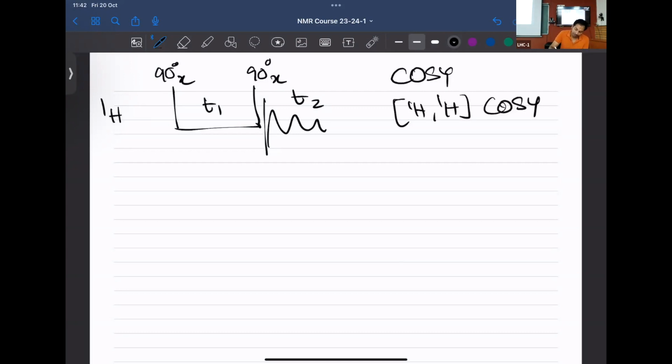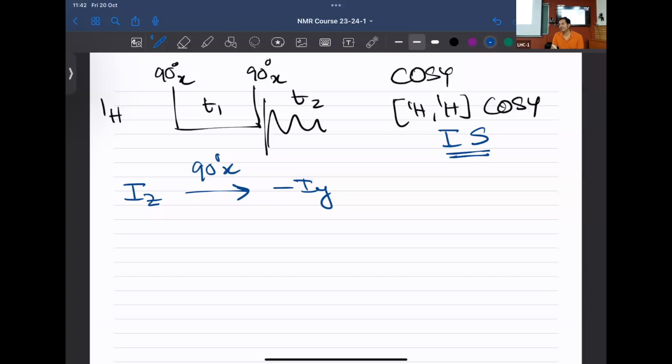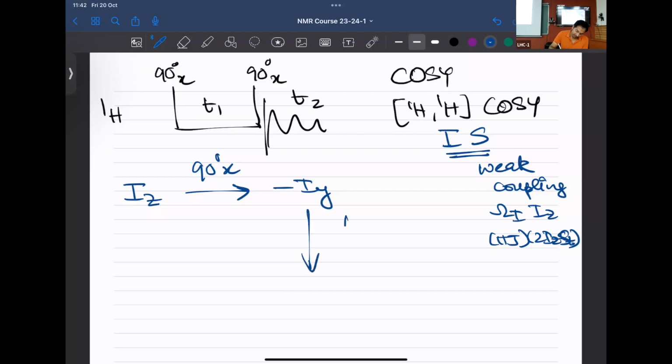Yet again, you have to imagine an I and S spin system. We can start with the I spin system at equilibrium. Then we start with the 90x pulse, which is going to take it to minus Iy. We can still assume a weak coupling approximation, so that chemical shift evolution and scalar coupling evolution can be done in any order. So now let's do the T1 evolution.